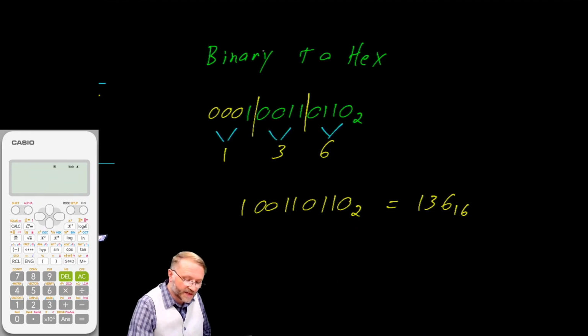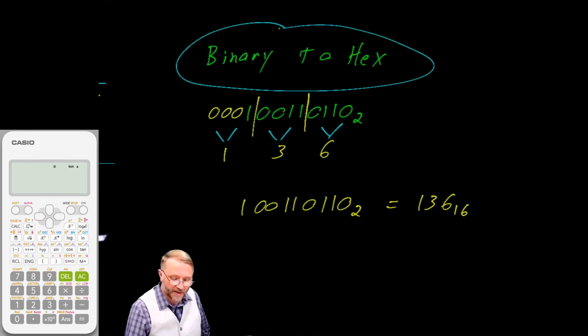So you can see that hexadecimal is a very nice way of representing a binary number without carrying all those digits. I think you'll agree that 136 is much easier than saying 100110110.